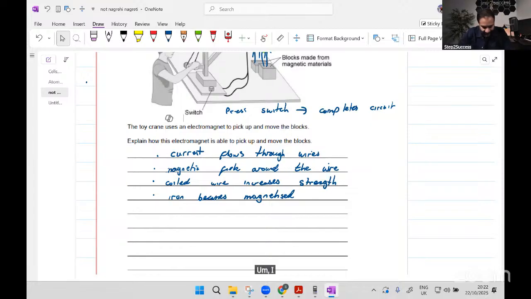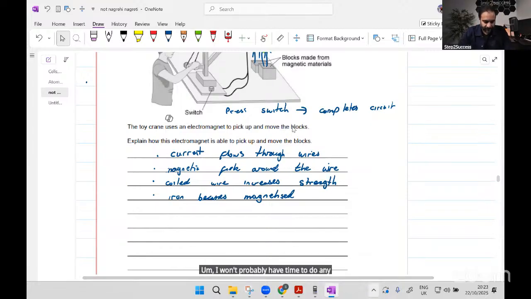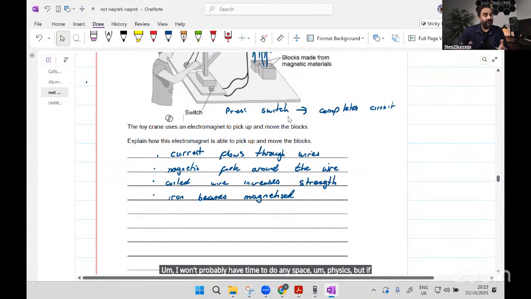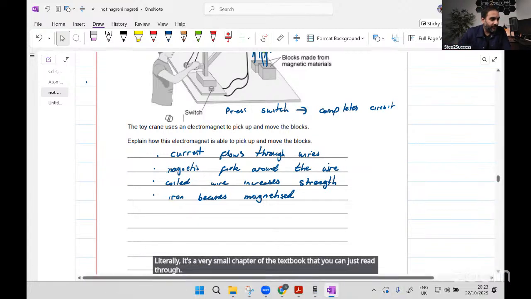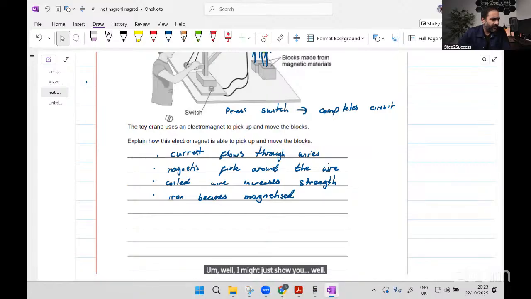I probably won't have time to do any space physics, but if you contact us, I can send you a very small chapter of the textbook that you can just read through. Well, I might just show you. I should have time. Let me see how long it takes to get through all these questions.